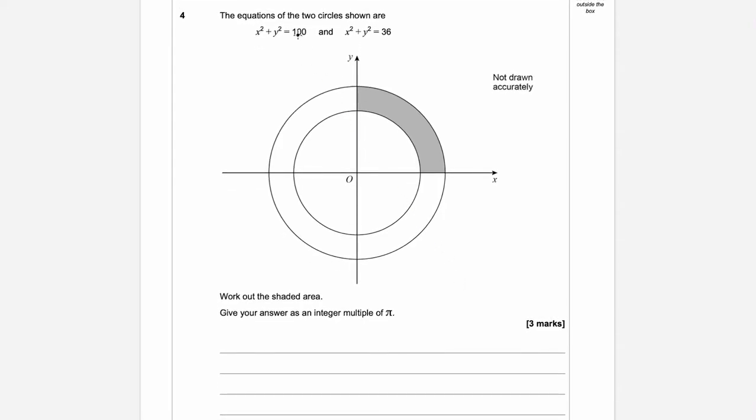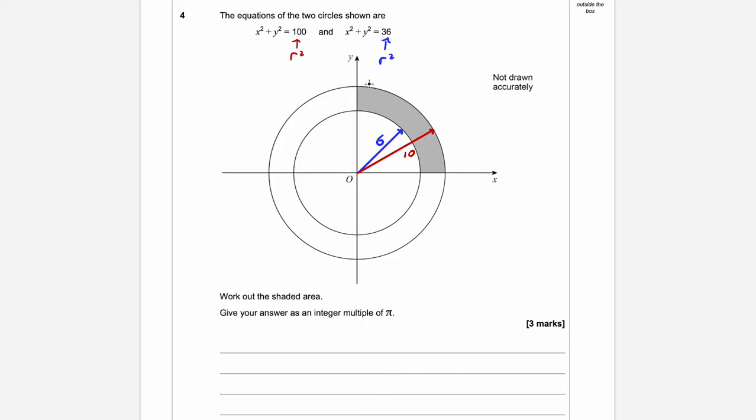Equations of 2 circles are shown, this and this. Work out the area of the shaded region. Okay, so guys, I don't think this is too difficult once you know the equation of the circle. So basically, guys, this radius here is 6 because of this here. This is the radius squared. And this radius here is 10 because this is r squared.